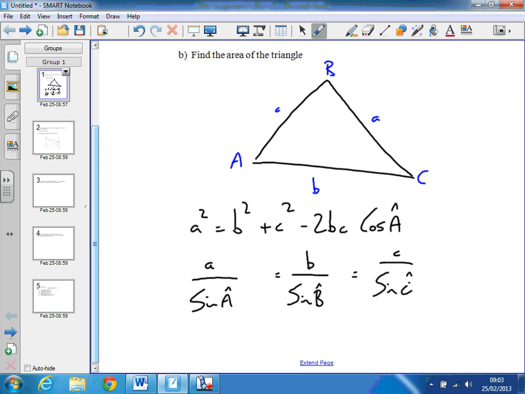We only ever, at any one time, use 2 of these ratios, depending on which angles we're interested in. So if I'm interested in this one and this one, then I wouldn't use this ratio. So we only ever use 2 of them at any given time. So yeah, sine rule, cosine rule might well be useful in this particular case.